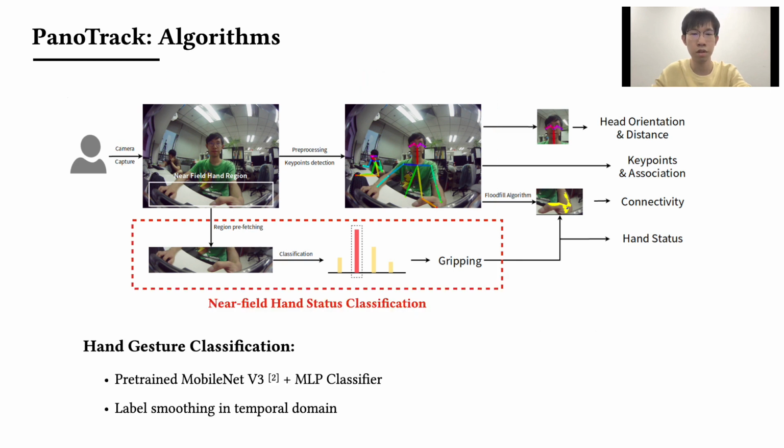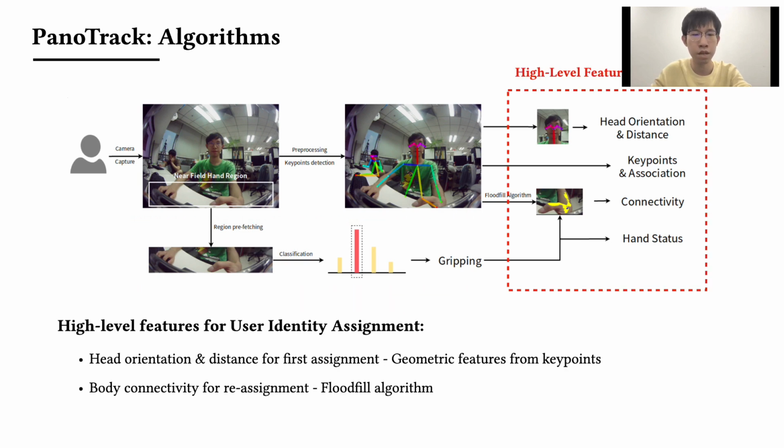For hand gesture recognition, we use the pre-trained MobileNet v3 model to extract the features and classify them with a multi-layer perceptron. Based on the recognition result, we extract high-level features, including the head orientation and distance, and the connectivity between the gripping hand and the body skeleton. These features are used for user identity assignment and the recovery strategies.